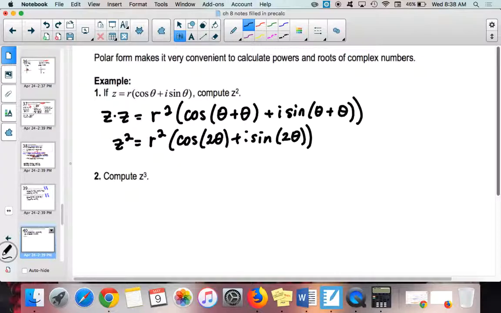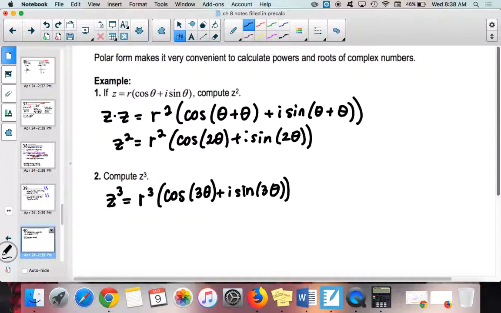All right, z cubed. What do we think z cubed would be then? r cubed, cosine of 3 theta, right? Plus i sine of 3 theta. Perfect. Do you guys understand where that comes from? It's just from the multiplication rule.